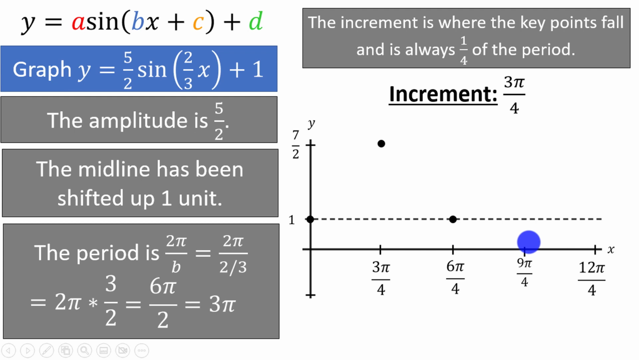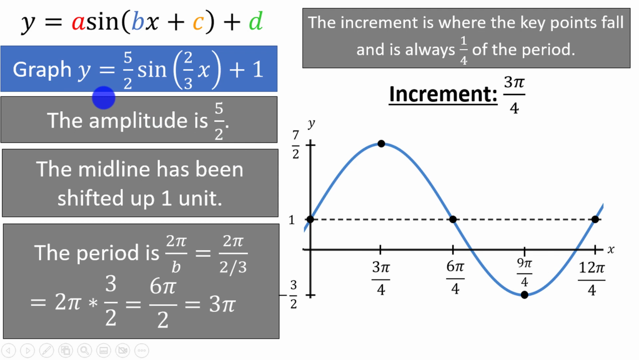At 9 pi over 4, we will be 5 over 2 units below our midline, which would be at -3 over 2. So we have the point 9 pi over 4, comma, negative 3 over 2 on the graph. At 12 pi over 4, we will be back to where we started, at 1, so we have the point 12 pi over 4, comma, 1 on the graph. Connecting the dots in the pattern of a sine function, we have the graph of y equals 5 halves sine of 2/3 x plus 1.